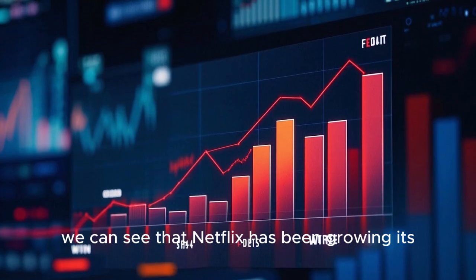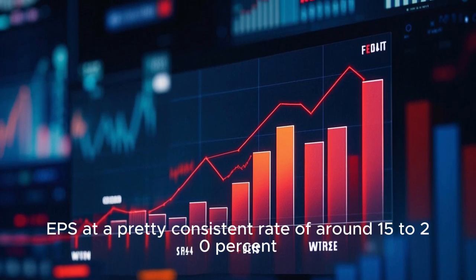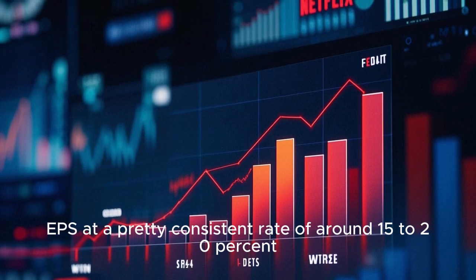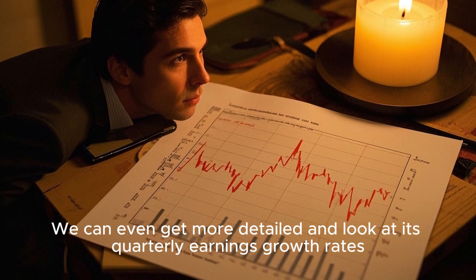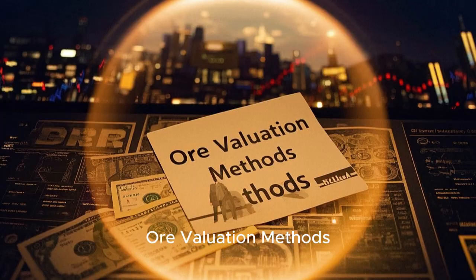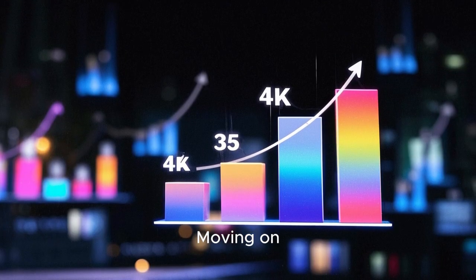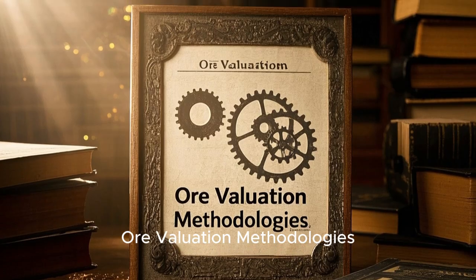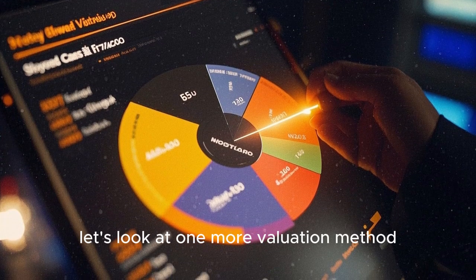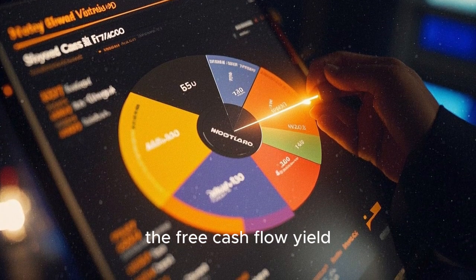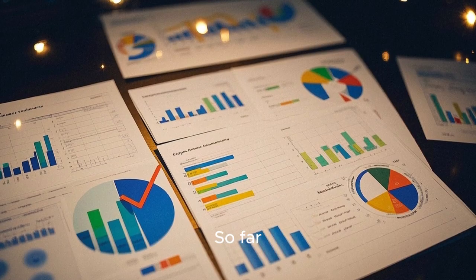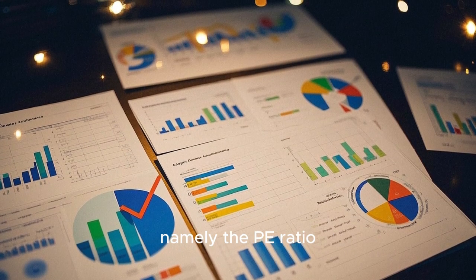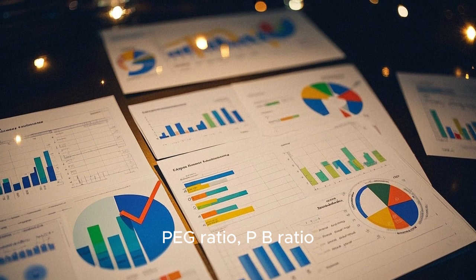From this chart, we can see that Netflix has been growing its EPS at a pretty consistent rate of around 15 to 20%. We can even get more detailed and look at its quarterly earnings growth rates. Moving on, let's look at some other popular valuation ratios. Finally, let's look at one more valuation method, the free cash flow yield. So far, we have covered 4 valuation ratios, namely the P/E ratio, PEG ratio, P/B ratio, and the free cash flow yield.